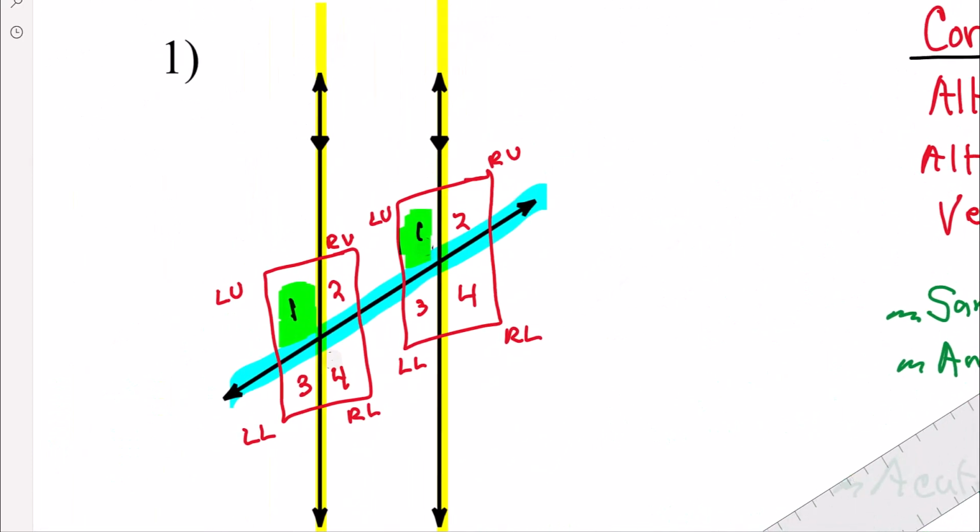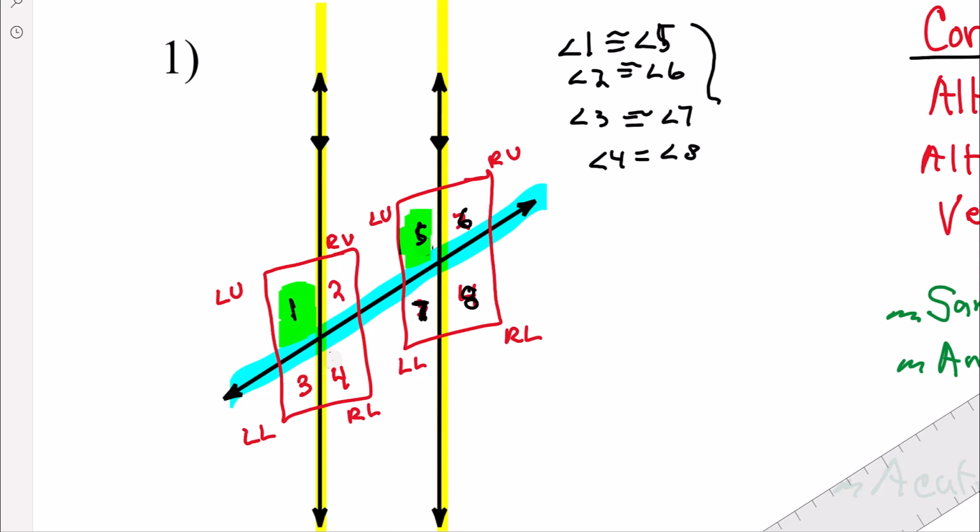I'm not going to put measures. Angle 1 is congruent to angle 1. We could even call this 5, 6, 7, 8. And now I could say angle 1 and angle 5 are congruent. Angle 2 is congruent to angle 6. Angle 3 is congruent to angle 7. And angle 4 is congruent to angle 8. And these sets are corresponding.